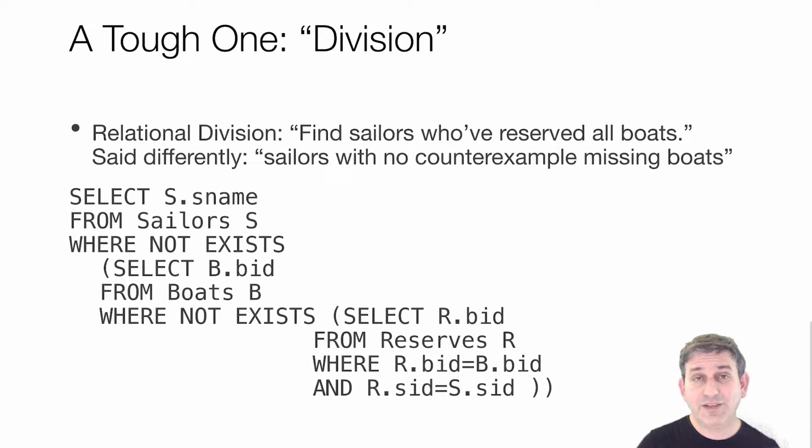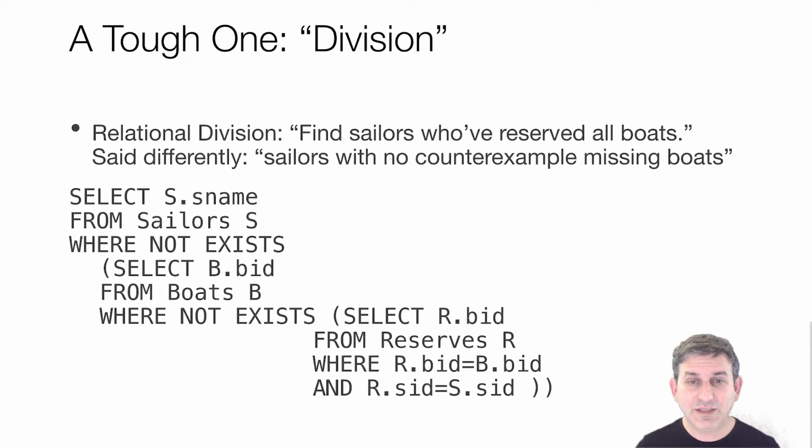So you can imagine in the sailing club, there are some sailors who, over the course of time, have reserved every single boat. And those are the sailors we want in the output. A different way of stating this query or thinking about it is to find sailors where there's no counterexample of a boat that they haven't reserved. So for a given sailor, if you can name a boat they haven't reserved, they shouldn't be in the output. If there's no boat they haven't reserved, then they should be in the output. And that's the way we're actually going to be able to write this query in SQL.